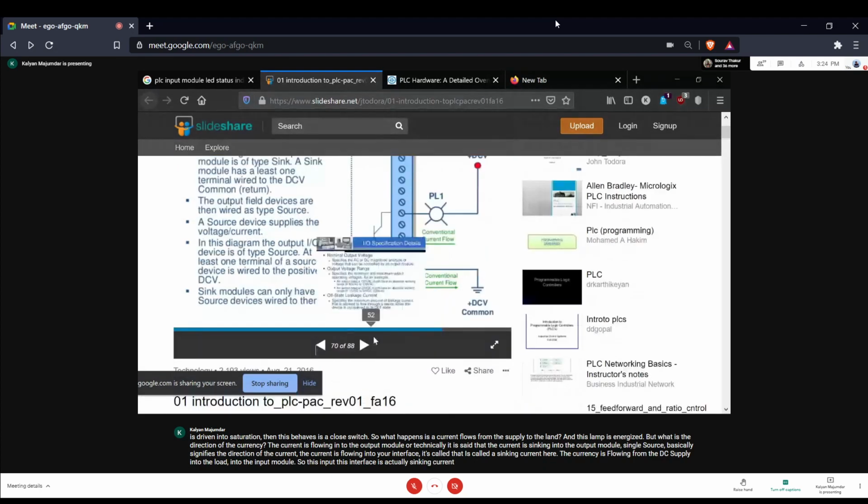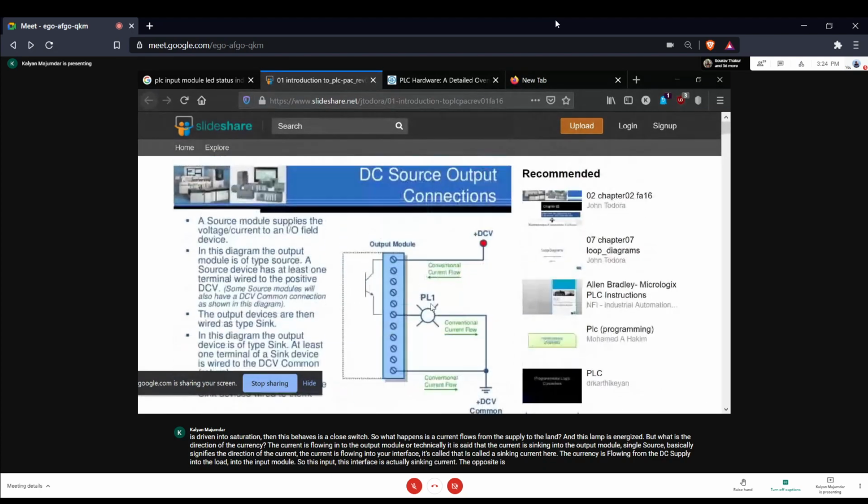The opposite is this one. Here again, you have a DC supply. The switching device in this particular case is this. Now this is a PNP transistor, again driven into cutoff or saturation. Your load is now connected between the output interface and ground.